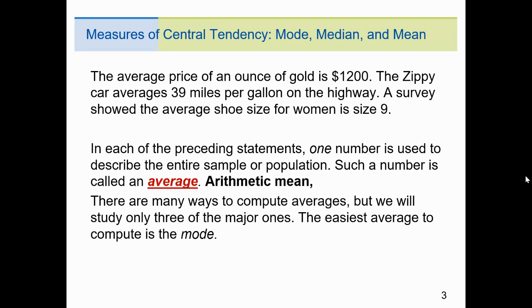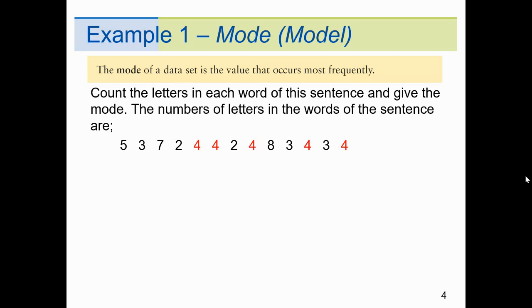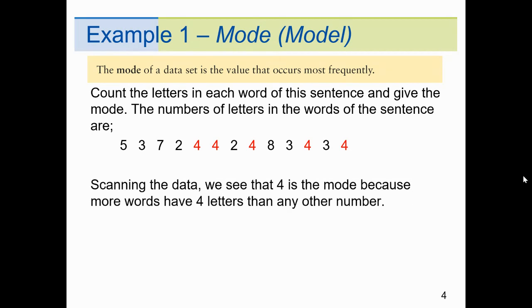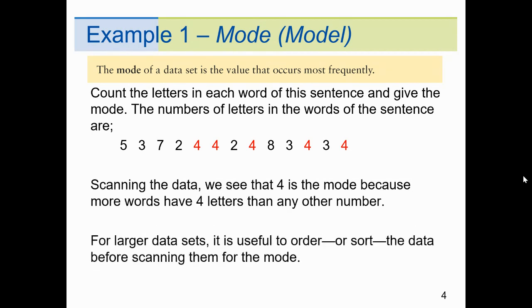Many ways of computing an average. We'll study the three major ones. The easiest of the three is the mode. Count the letters in each word of the sentence to find the mode. The numbers of letters in the words are 5, 3, 7, and so forth. Notice there are more words that have 4 letters than any other amount of letters. So in this case, we would say that the mode is 4.